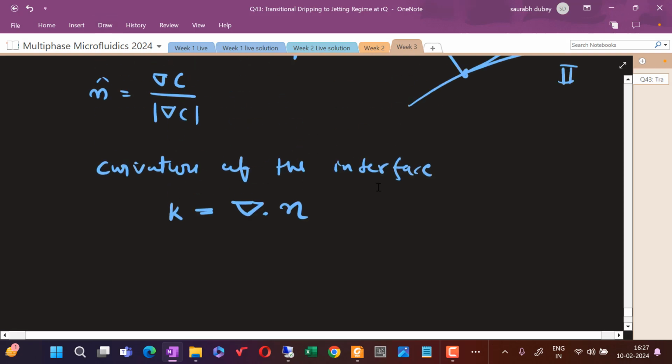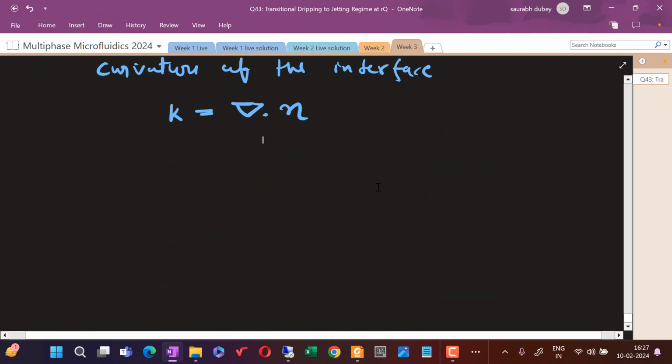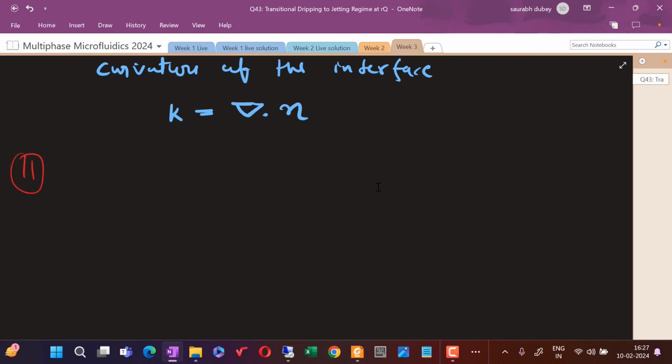So we have solved how many questions? 10. This is the 11th one. Volume of fluid method. Okay. So volume of fluid method. Which one is correct for the volume of fluid method?